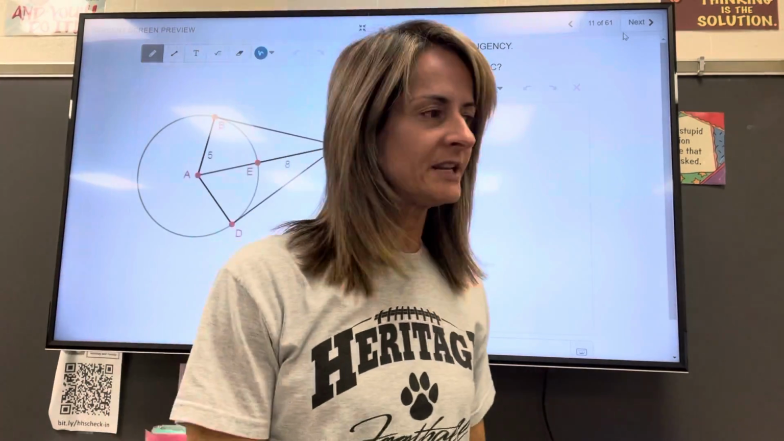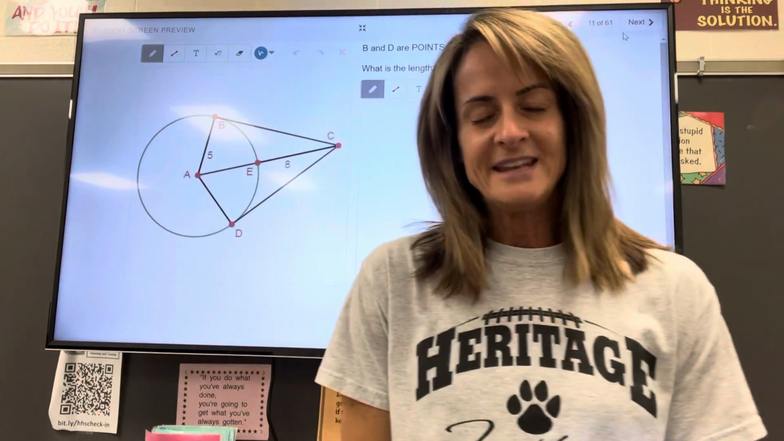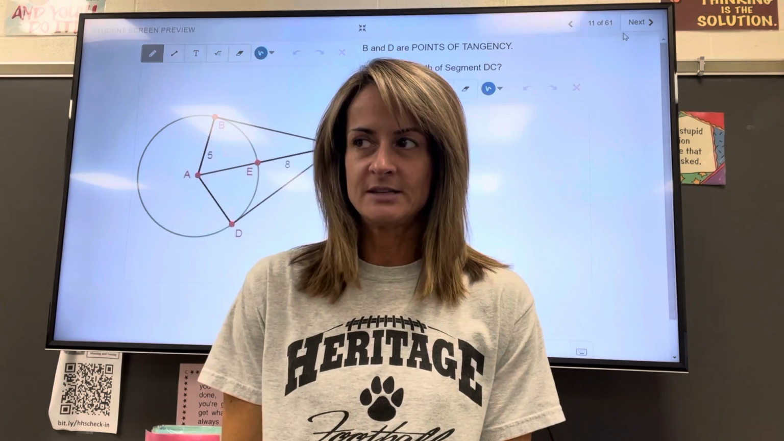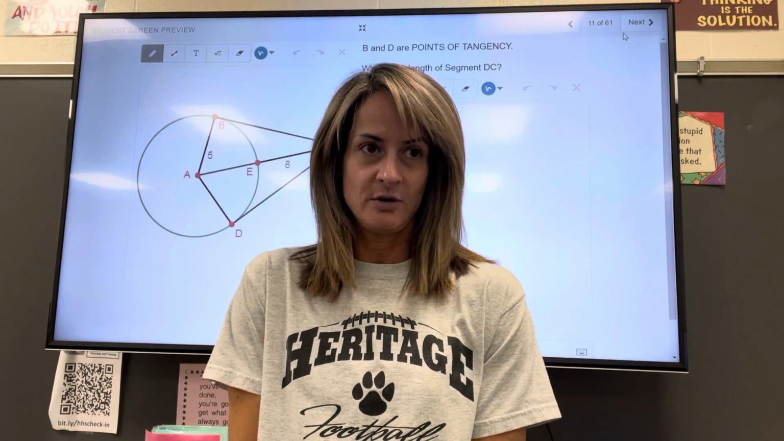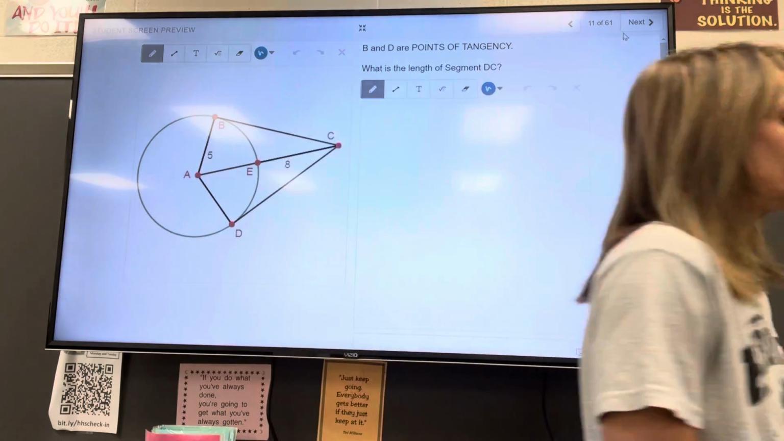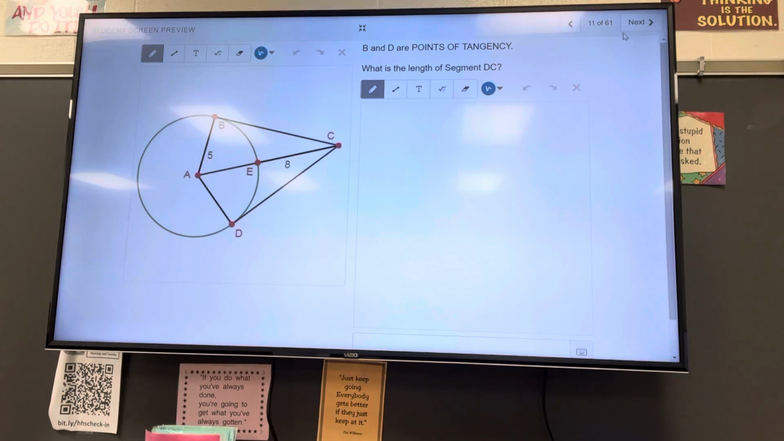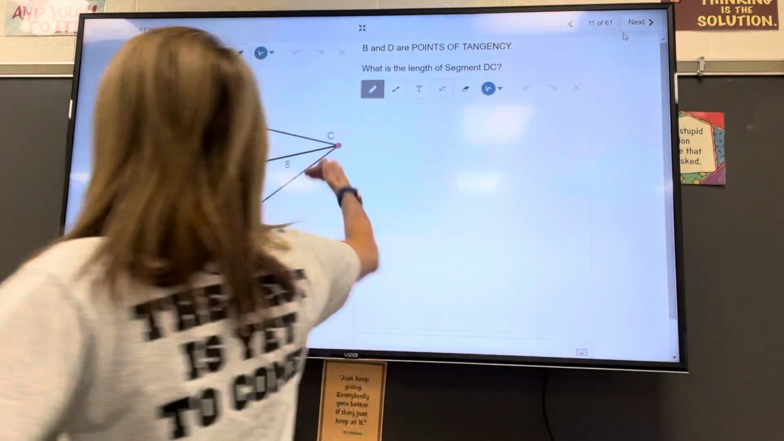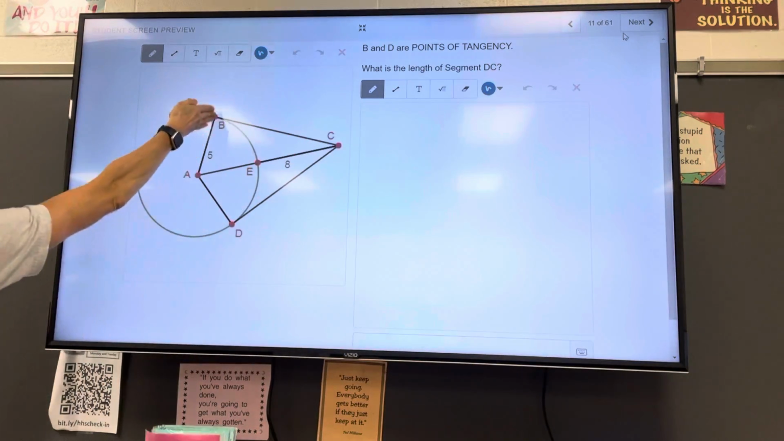All right, welcome viewers. Today we're going to go over an introduction to Unit 10, which is circles, and we're going to do lots of vocabulary today. So we're going to start with this example. Points B and D are points of tangency, which means that these lines are tangent to these lines.